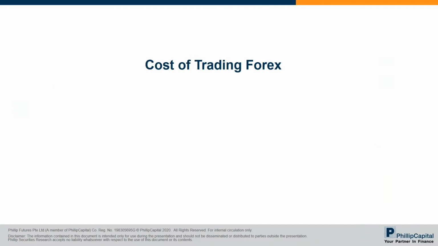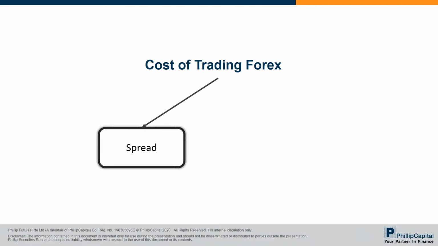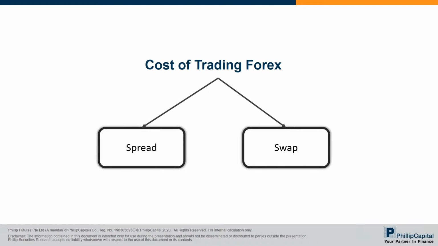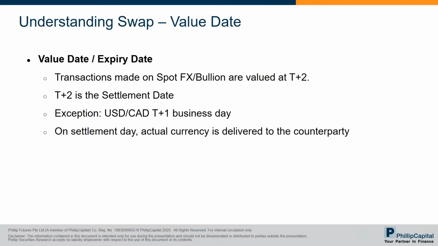So moving on to the cost of trading. Forex trading on our platform is zero commission. So you don't pay any commission for making a trade. The only two costs that you will incur are the spread and the swap. So the spread we've talked about earlier. It is the buy minus the sell. And what is swap? This swap is not the derivative that some of you may know. It is not the interest rate swap. This swap means something else. So let me go into that.